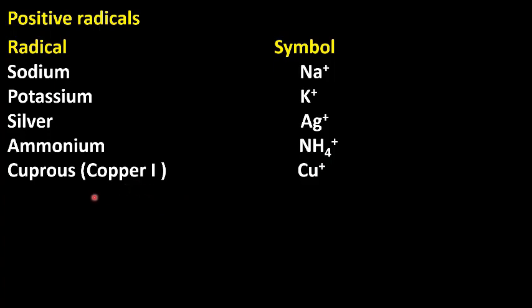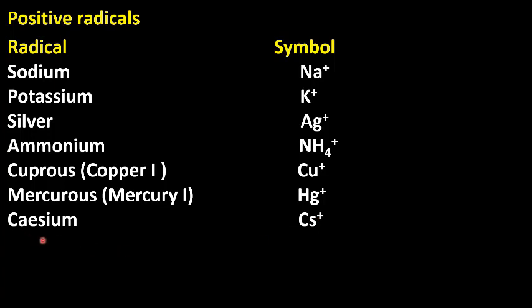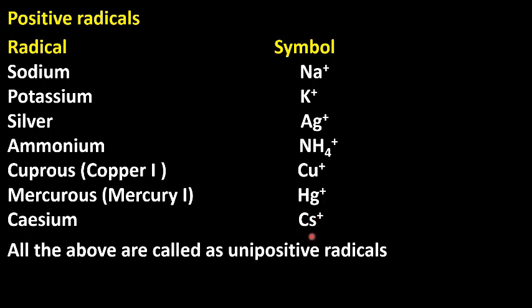Cuprous. Cuprous is also referred to as copper 1. So this Roman 1 indicates 1 unit of charge on the copper ion, Cu+. Mercurous or mercury 1. Mercurous ion has 1 unit of positive charge, Hg+. Cesium ion Cs+. All these radicals are referred to as unipositive radicals. Uni means one. Unipositive radicals. They have 1 unit of positive charge.